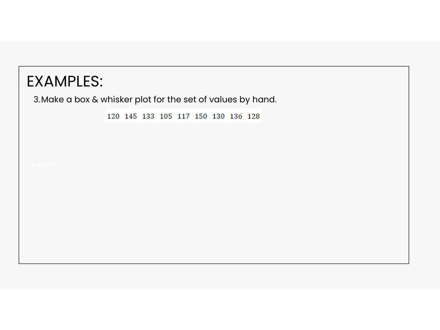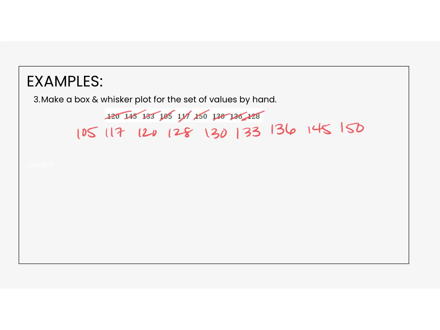Let's do one. First thing we're going to do is list these in order from least to greatest. So I'm going to go 105, and sometimes it's nice to check them off as you go. 120, 128, to make sure that you're getting everything. 130, 133, 136, 145, 150. All right, so I have 1, 2, 3, 4, 5, 6, 7, 8, 9. 1, 2, 3, 4, 5, 6, 7, 8, 9. 9 and 9.